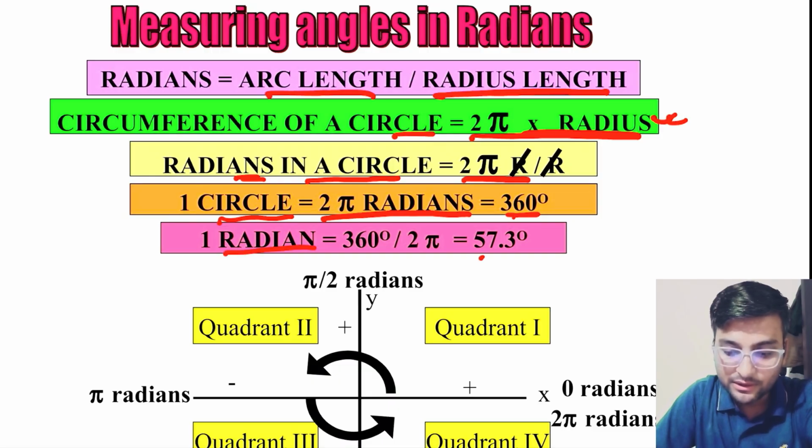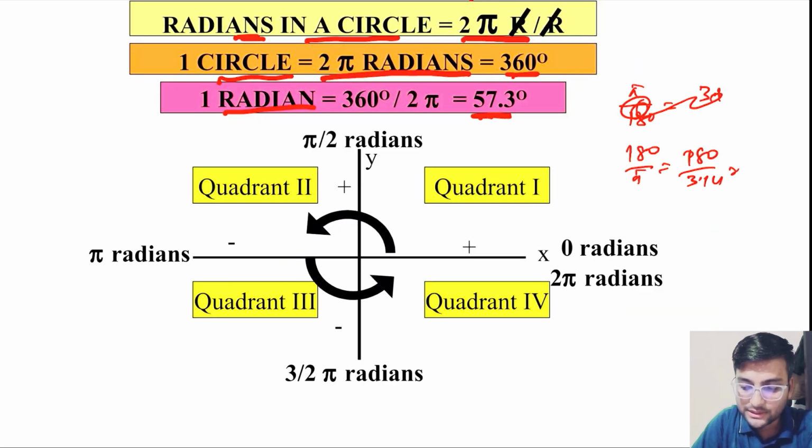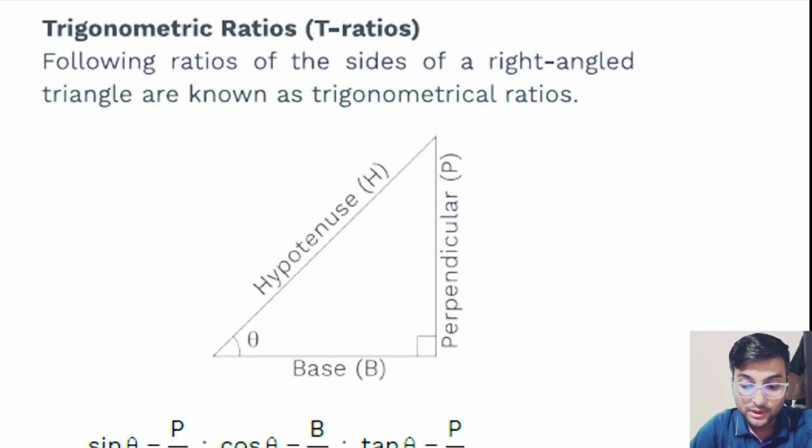Or one radian, the value will be how much? 180 by pi, that is 180 by 3.14. So we can say that this is 57.3 degrees. Okay, these are the values, and this value is mentioned here. Again there are coordinates and all, so you know this thing. Okay, now these are the very important points which I discuss right now, the trigonometric ratios.